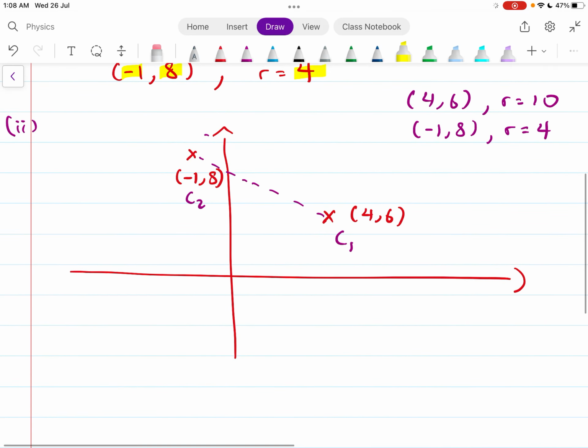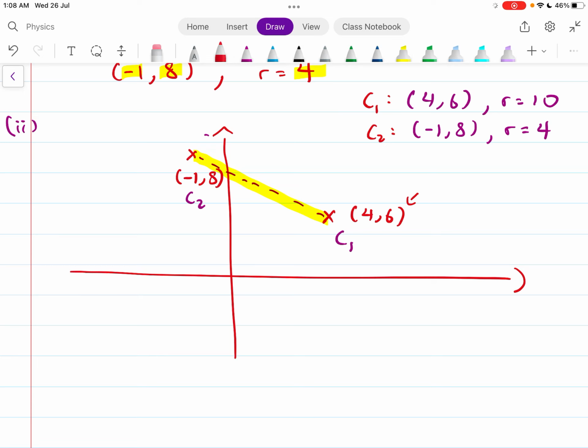So they want us to show that C2 lies completely inside C1. For C1, you will see that the center of the circle is (4, 6), so (4, 6) is roughly right here. Then for C2, the center of the circle is (-1, 8) and the radius is 4. So how do I show that C2 lies completely inside? Very simple. First, you find the distance between the centers of C1 and C2.